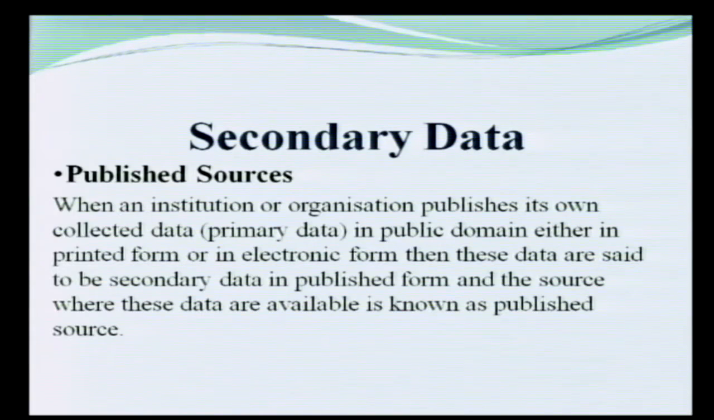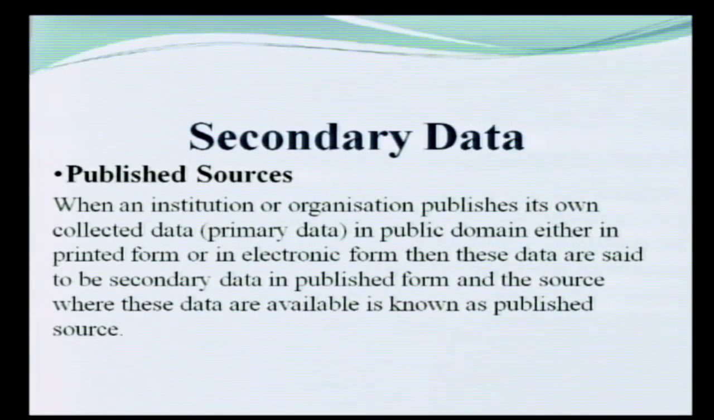Now we come to the secondary data. As we have discussed, secondary data is already existing information which has been collected through primary data. It is available from two types of sources: published sources and unpublished sources. When an institution or organization publishes its own collected data, that is primary data, in the public domain, either in printed form or in electronic form, then these data are said to be secondary data in published form. The sources where these data are available are known as the published sources.